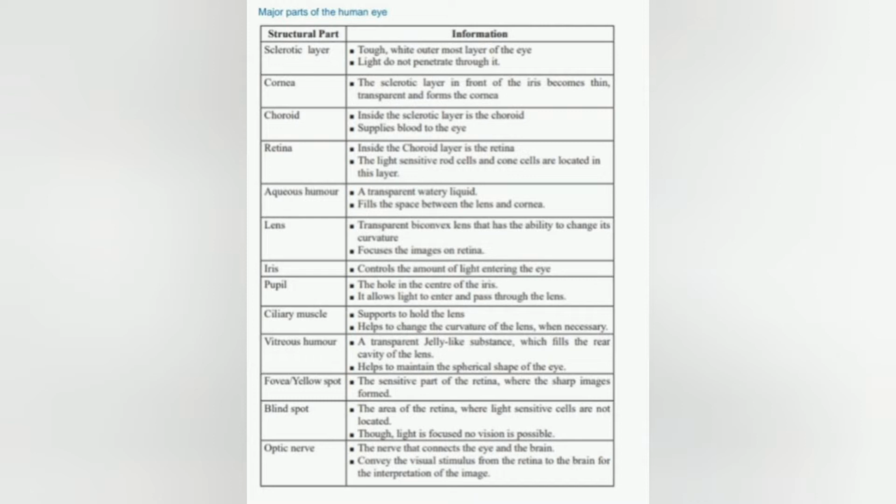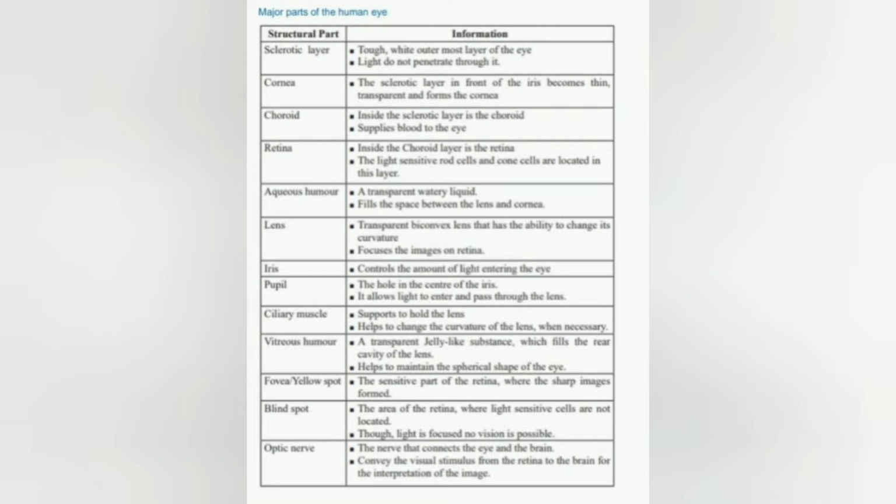Vitreous humor: a transparent jelly-like substance which fills the rear cavity of the lens. Helps to maintain the spherical shape of the eye. Fovea, yellow spot: the sensitive part of the retina where the sharp images are formed. Blind spot: the area of the retina where light sensitive cells are not located.